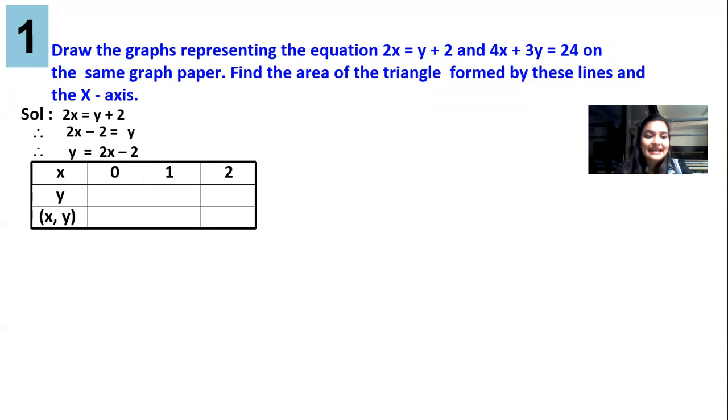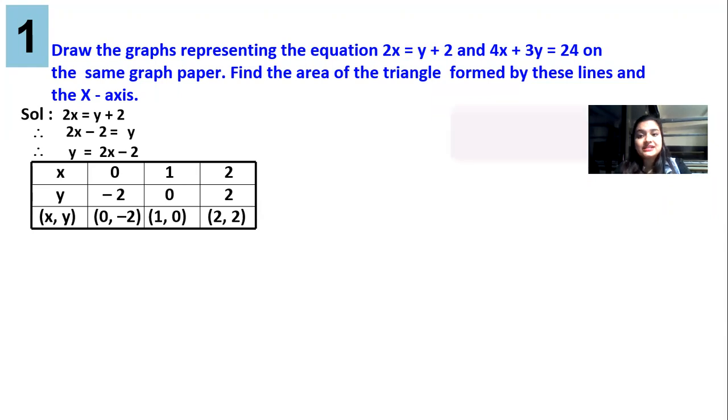So if I put 0 in place of x, y = 2 into 0 gives you 0, minus 2 gives you minus 2. So the coordinates are 0, comma, minus 2. In place of x, I have put 1. 2 ones are 2, 2 minus 2 will give you 0. So the coordinates are 1, comma, 0. In the place of x, I am putting 2. 2 twos are 4, 4 minus 2 gives you 2. So I got the coordinates for the first equation.